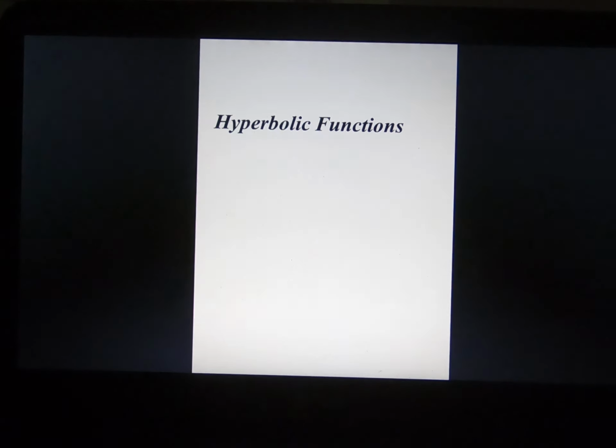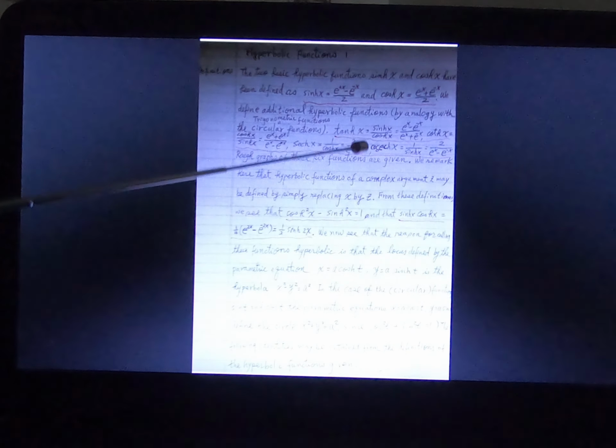Hyperbolic function. These are two basic hyperbolic sine and hyperbolic cosine definitions, and it can be defined for hyperbolic tangent, cotangent, cosecant, secant, something like that.